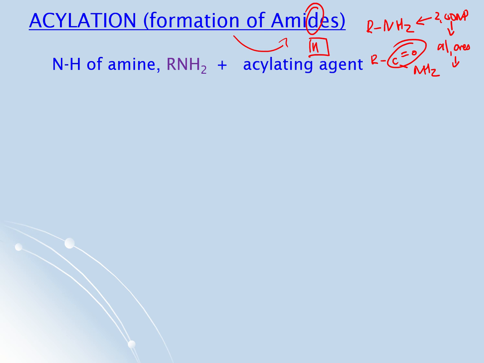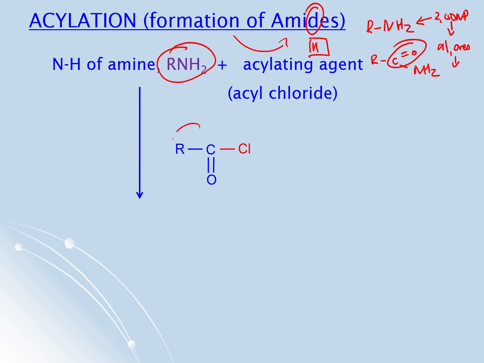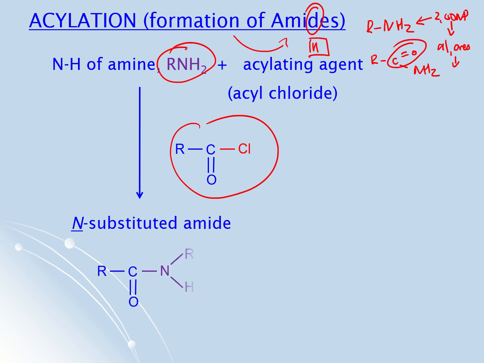Okay, so if we take an amine with an acylating agent, and an acylating agent we'll see down here is an acyl chloride. So let's take our amine, whatever it happens to be, with our acylating agent or acyl chloride, we get what's called an N-substituted amide. Now that's a whole new functional group for you. Okay, so we'll just break it down a little bit.